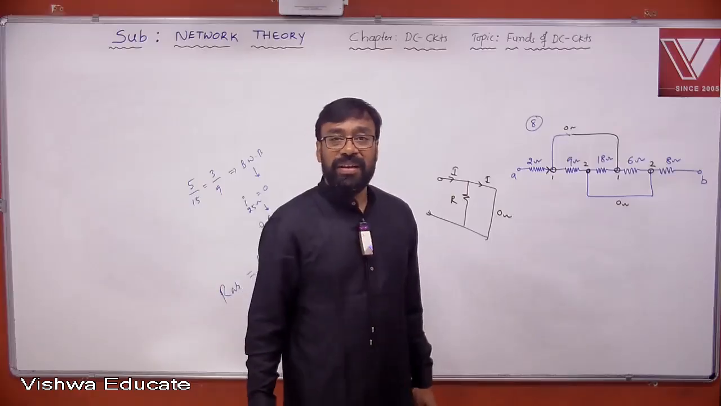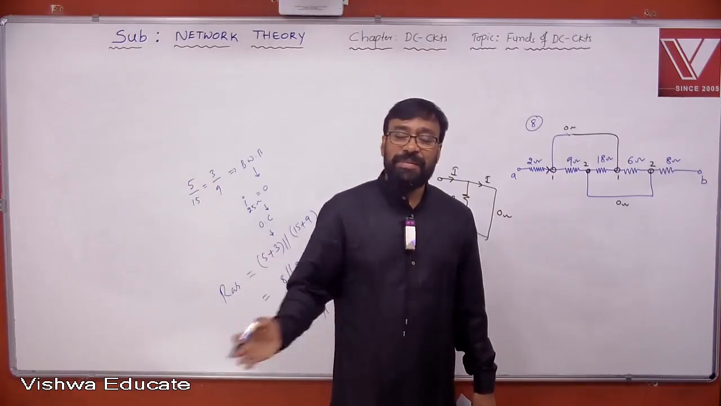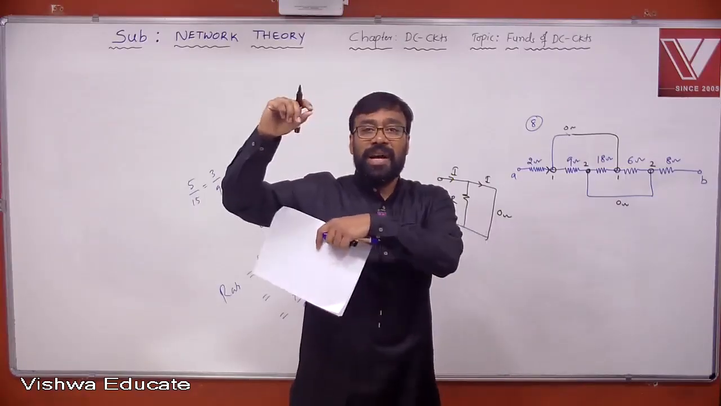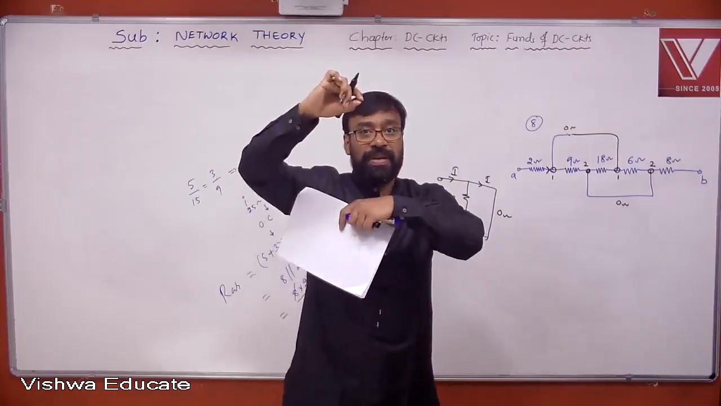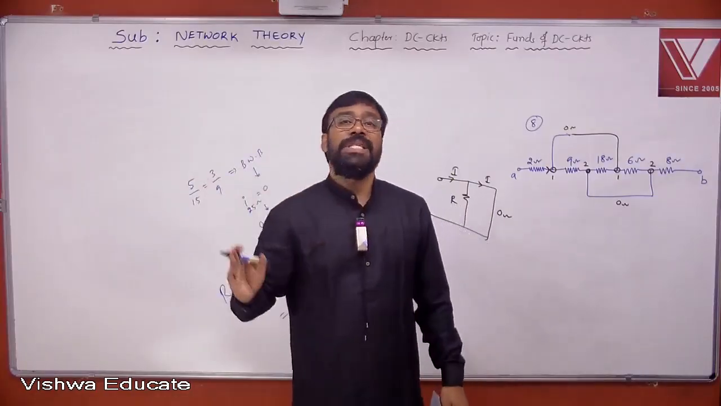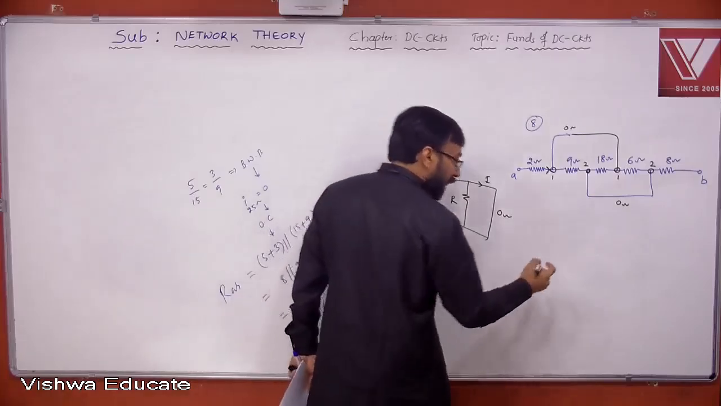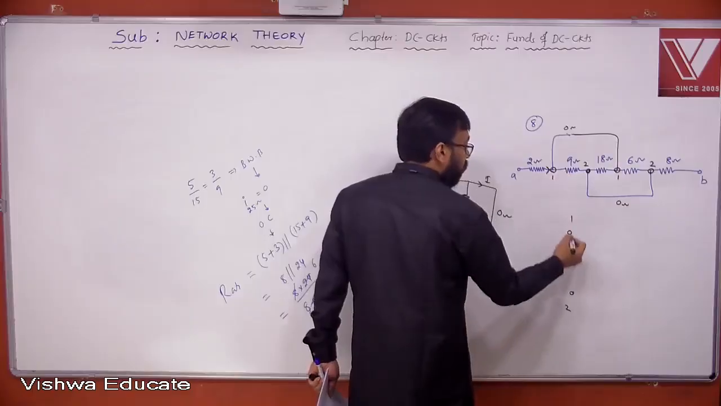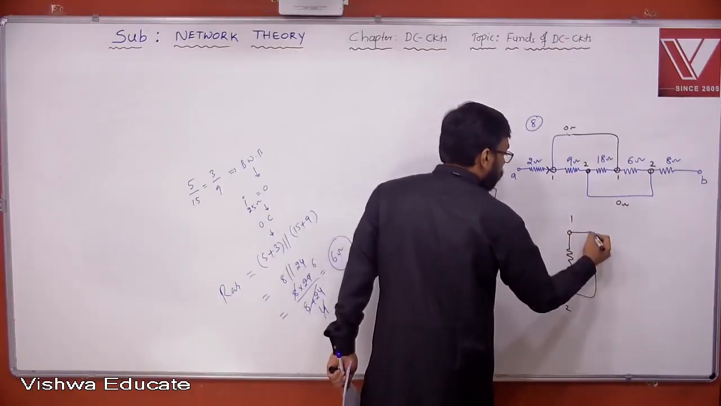What does it mean? When all elements share a common pair of nodes, all these elements are said to be in parallel. R1 between A and B, R2 between A and B, R3 between A and B. All elements are sharing a common pair of nodes, so all these elements are in parallel. Therefore, for confirmation, they are between 1 and 2, between 1 and 2, between 1 and 2.